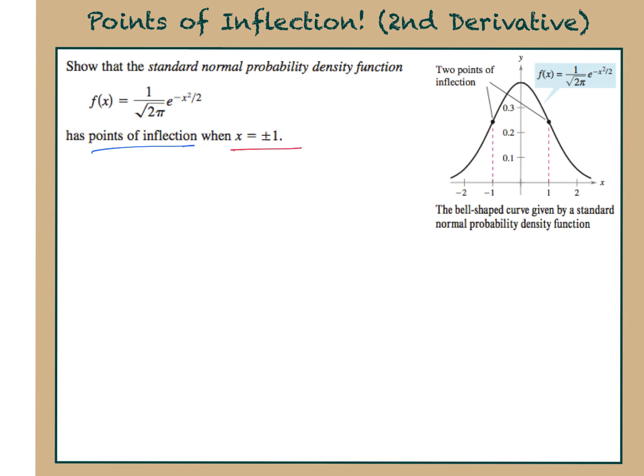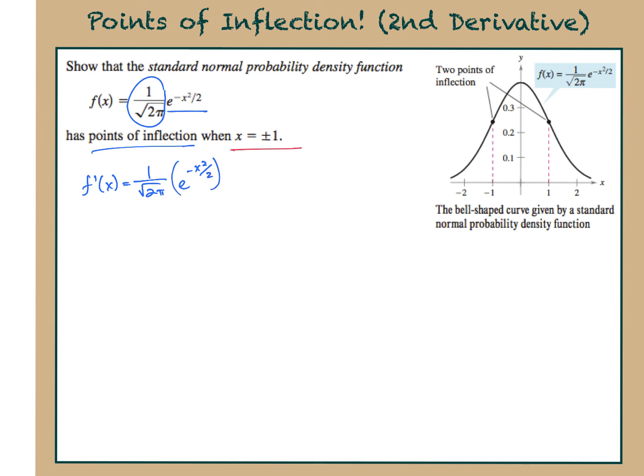I need to take a second derivative. But before we get to the second derivative, I need to take a first derivative. Now, this 1 over square root 2 pi, that's just a number. It's a constant multiple. So that's just going to chill out front for us. So I have 1 over square root 2 pi. And then I need to take the derivative of this e to the negative x squared over 2. So the derivative is e to the negative x squared over 2.